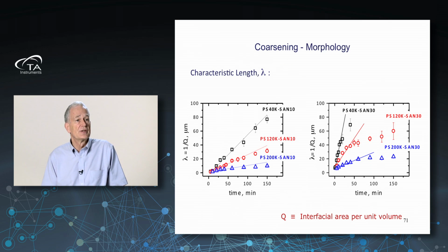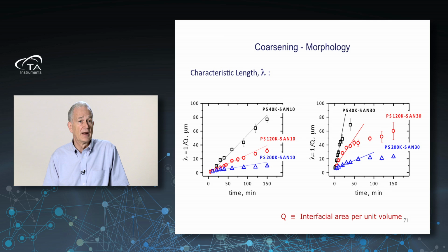Here, unfortunately, we used lambda as a characteristic length. It's not a relaxation time. So please don't get confused, but that's a characteristic length in microns. You can see it starts at nearly 1 micron and coarsens up into the nearly 100 microns.